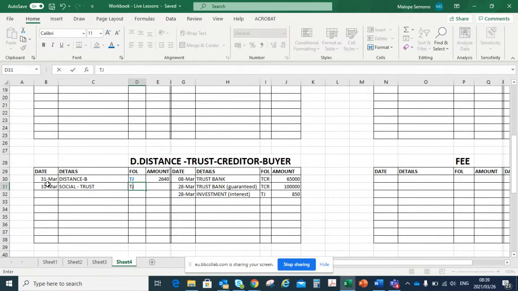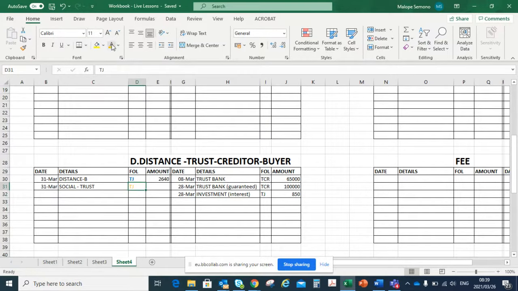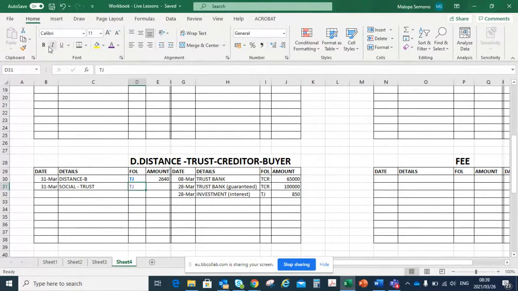This is called trust journal. Remember, trust journal is between the two trust accounts. So I'm going to have trust journal. Okay. Now let me just change it, put another color. I'm going to have the trust journal like that. This will be the trust journal.